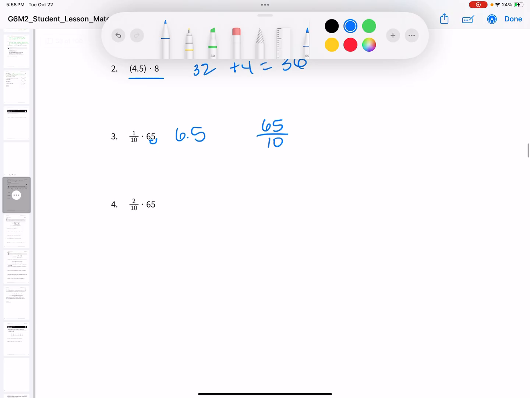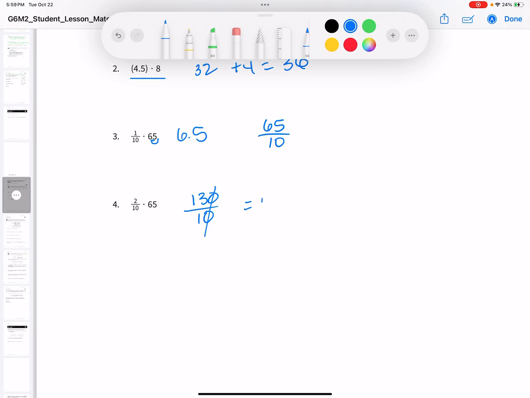Now 2/10 times 65, I know that I would double 65. So 60 doubled is 120, 5 doubled is 10, so that's 130. 130 over 10, I can get rid of those two zeros, so that gives me 13. So this answer would be 13.